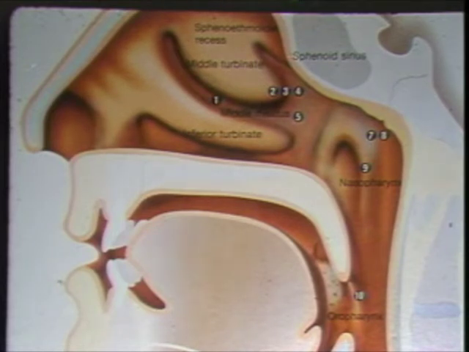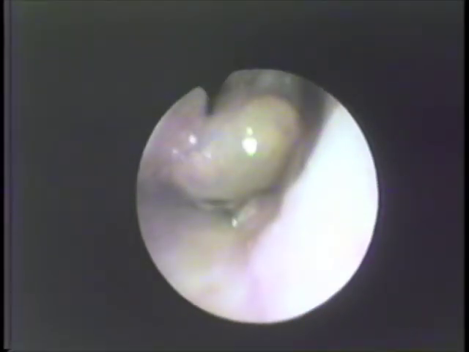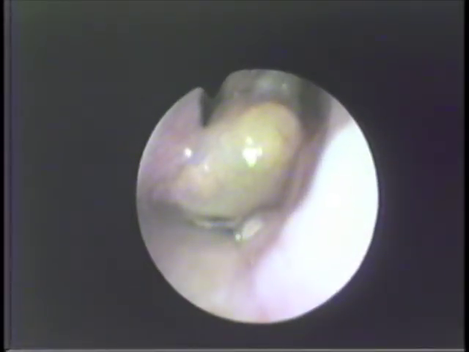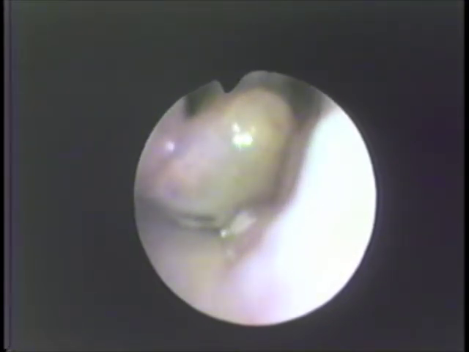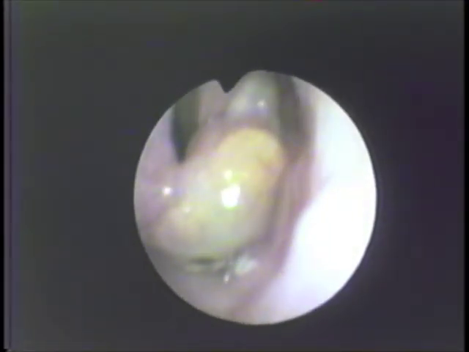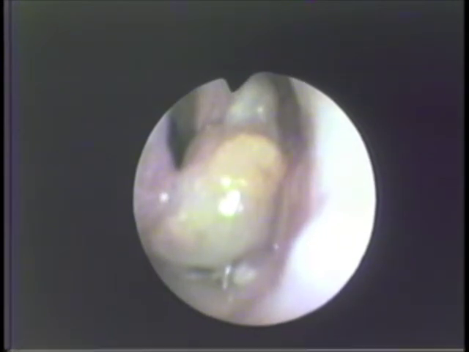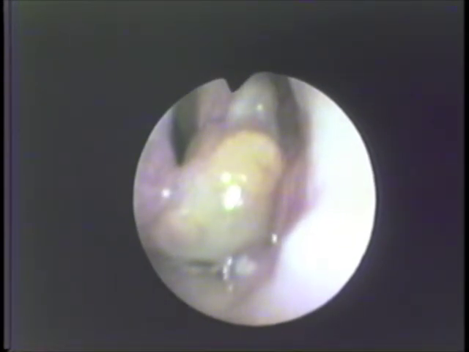We're in the right side of the nose. There's the floor of the nose, and we have the inferior turbinate, and right on the lateral portion of the inferior turbinate between it and septum there is a tissue structure which is obstructing the nose over here on the right.